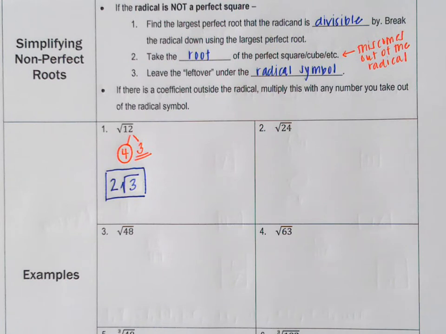Okay, so the square root of 24. I think what number is divisible by 24 that's a perfect square? So I always think about a number that's a perfect square that's less than 24. The first one would be 16. Does 16 go evenly into 24? It doesn't. Okay, so then I keep going and I think about 9. Does 9 go evenly into 24? It doesn't. So then I go to 4. Does 4 go evenly into 24? And it sure does. So we're going to break that down using 4.